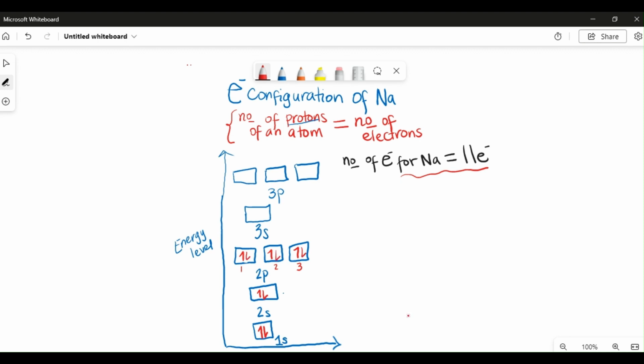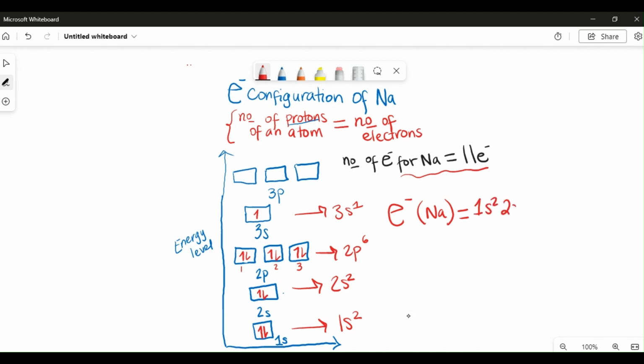We have filled 10 electrons, but we have 11. So we have one more, and then we fill that one more here. And then what we end up with is for the 1s, we have 1s2, we have 2s2, we have 2p6, and then we have 3s1. So the electron configuration of the sodium atom is going to be 1s2, 2s2, 2p6, and 3s1.